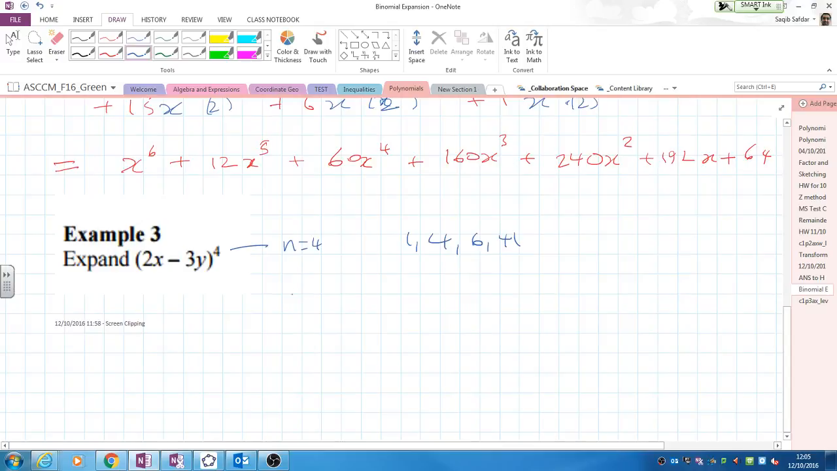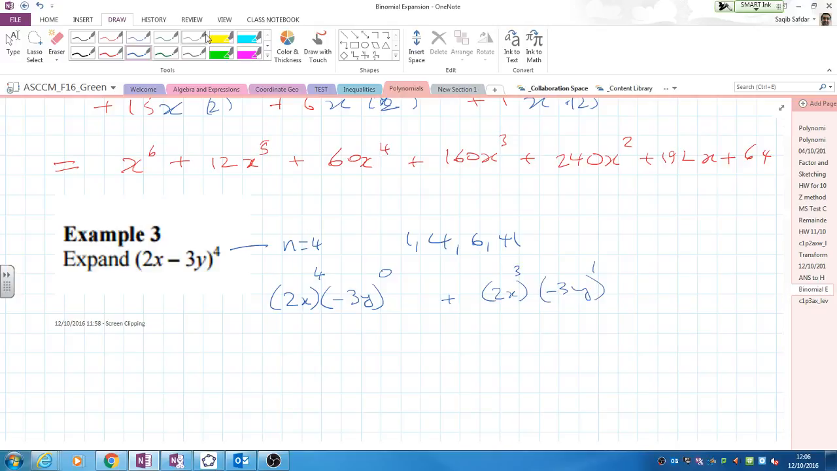And then what we want to do is take each term and use brackets this time. It's really essential because we'll be taking powers, so put the minus 3y in a bracket as well. Okay, and so that's the first one. And we know, because it's to the power of 4, the 2x is going to be to the power of 4, and the minus 3y is going to be to the power of 0. Okay, and then we've got the 2x to the power of 3, minus 3y to the power of 1. And remember, these powers do need to add up to 4. They always add up to 4. 1 goes down, 1 goes up.